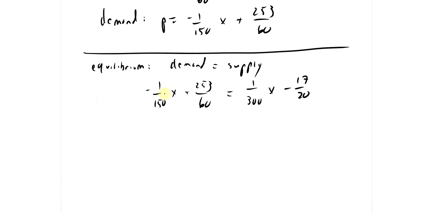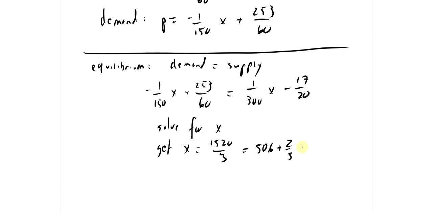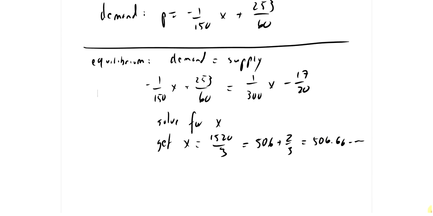Move all the x's to one side, all the constants to the other side, and you'll get x equals 1520 over 3, which equals 506 plus 2/3, which is 506.66 dot, dot, dot. So if you're doing this with a calculator, you should get some number close to 506.6666. I don't know exactly what you get. It depends on how you rounded it.